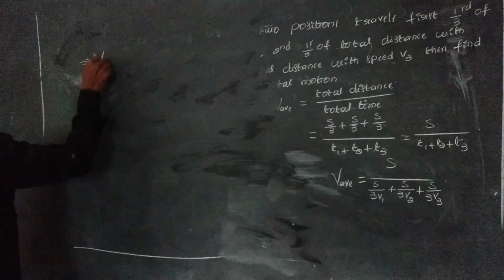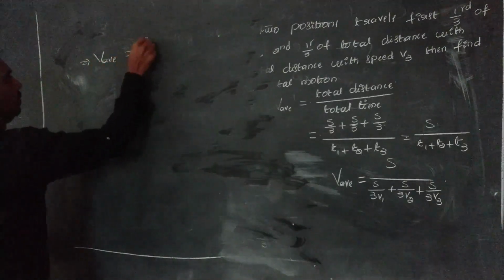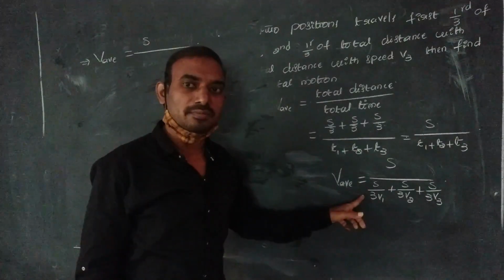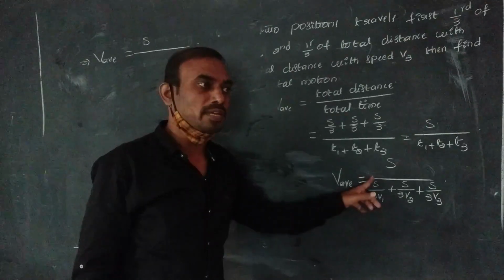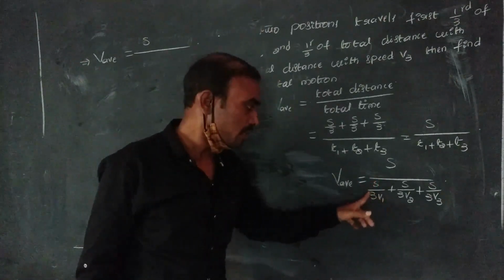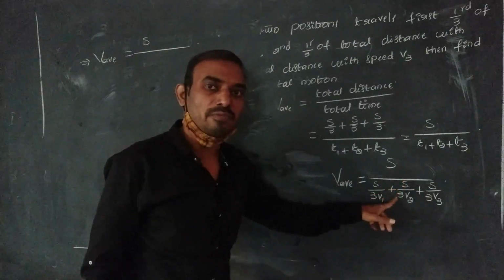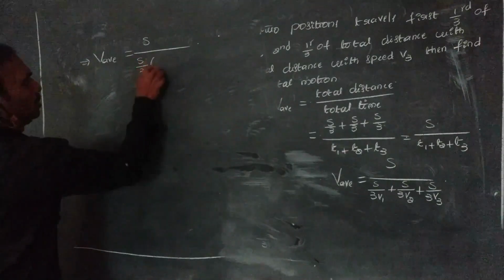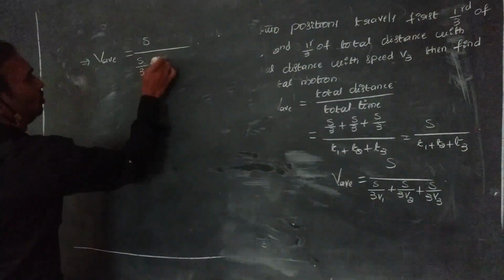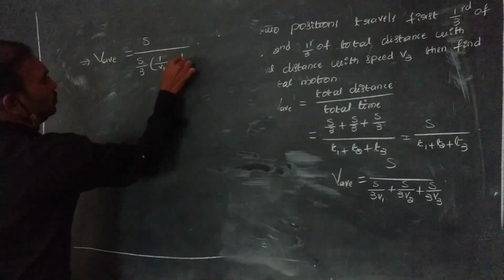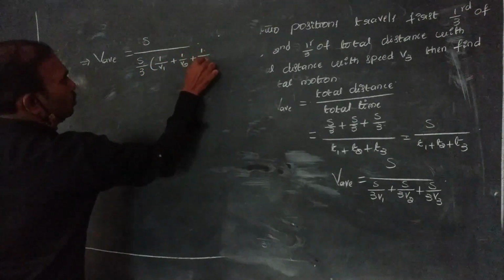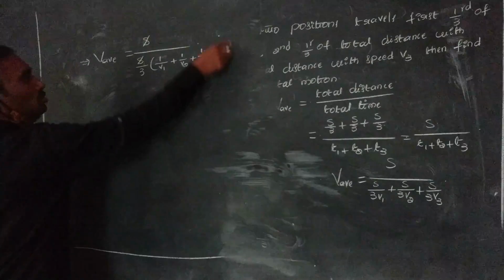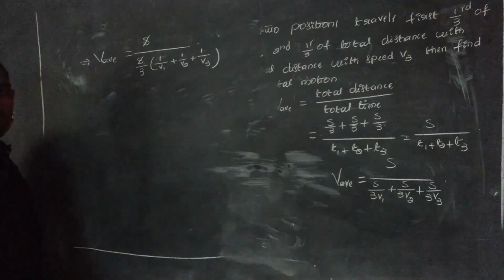From that, average speed equals s by, from the denominator take common s by 3. Then what is the remaining value? S by 3 into 1 by v1 plus 1 by v2 plus 1 by v3. S will cancel and 3 will go to the numerator.